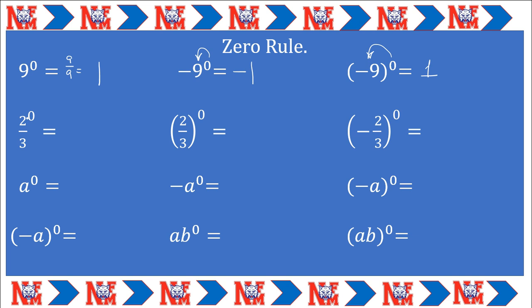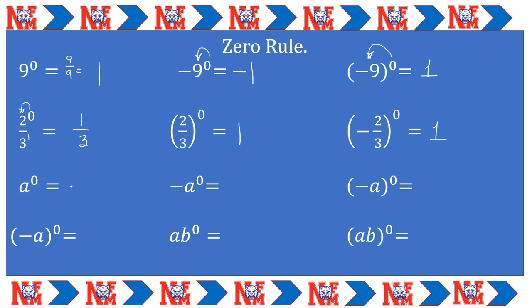On this example, the fraction doesn't have parentheses, so the 0 is only applied to the 2, and this 3 has its own little exponent of 1. So 2 to the 0 is 1, and 3 to the 1 is 3. However, on this problem, 2/3 is raised to the 0. The 2 and the 3, everything's raised to the 0, so we get 1. This example, the negative is also raised to the 0, so -2/3, this whole thing is raised to the 0, so we have a +1.